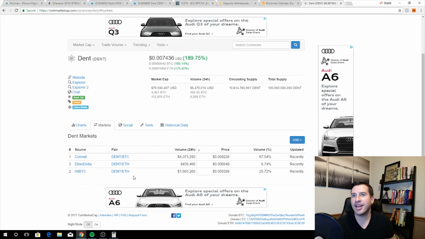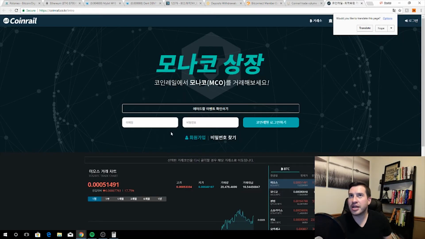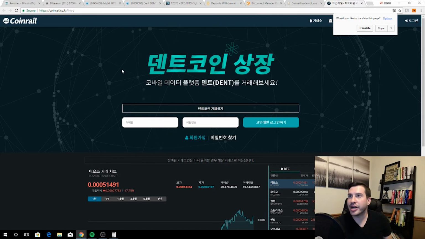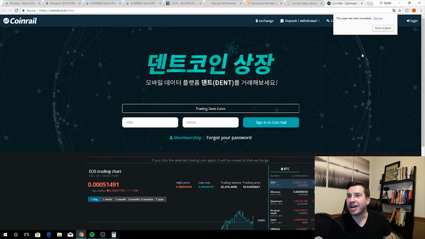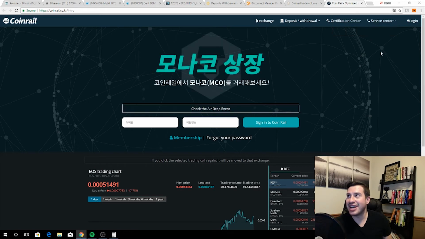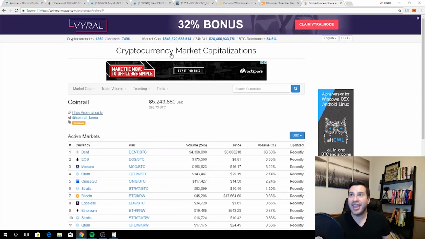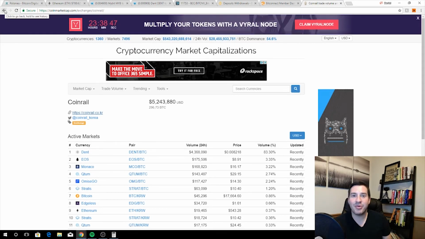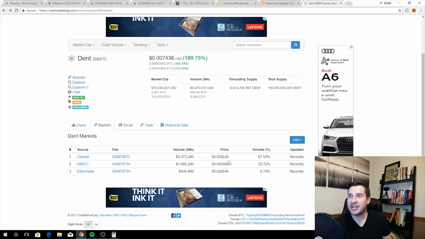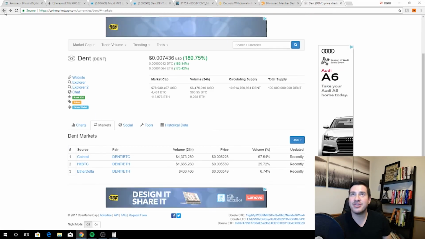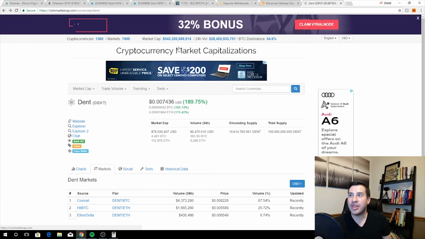So it looks like this DENT is only available in the ETH pairing on HitBTC, but then you could transfer your DENT over to CoinRail and exchange it for BTC, and it's much higher over there. And it looks like we are not going to be signing up for CoinRail because I believe that's Korean. I could translate it here and make an attempt at it, but oh man, this is gonna get dicey if I try to sign up for some Korean website. Not gonna happen this time. Not worth the risk. But the prices are starting to come a little bit closer. But that is a huge arbitrage opportunity for anyone that knows Korean.